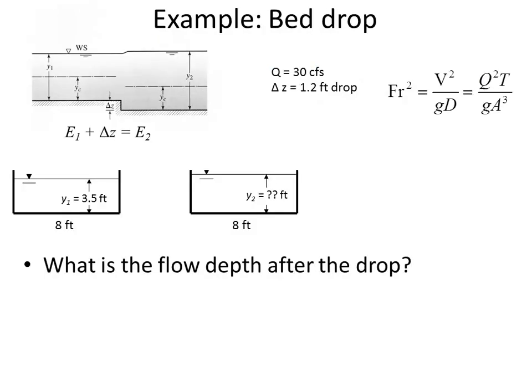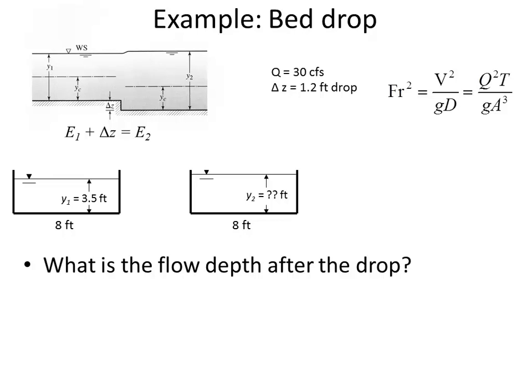All right, well, let's do an illustration of this where we've got a bed drop with some actual flow data in here. We want to find what's the flow depth after the drop that's described. We have a 1.2 foot drop, an initial flow rate of 30 cubic feet per second. And actually, the flow rate doesn't change just because the flow depth is changing. And so Q1 equals Q2.